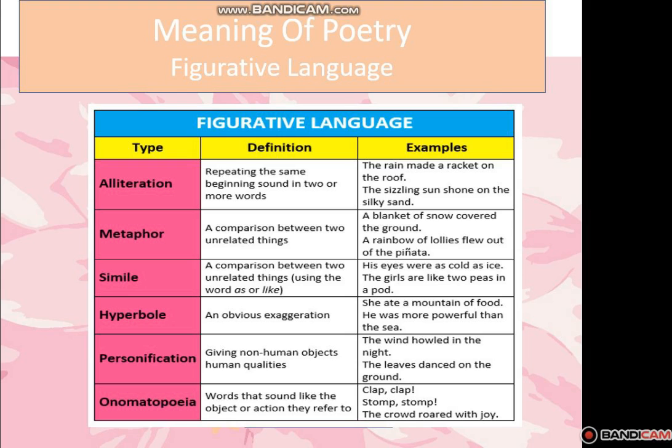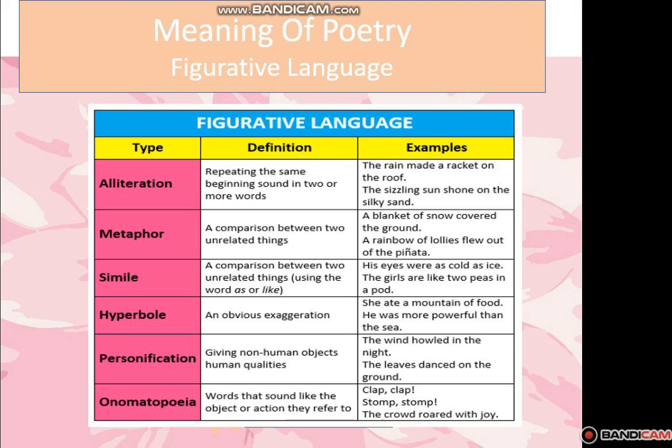Well, in the previous meeting, we talked about the difference between poetry and poem. And for today, we will discuss the meaning of poetry. The meaning of poetry we can find from figurative language. Figurative language itself has so many types, and I choose some of them for you. Now look at the types of figurative language. The first one is alliteration.